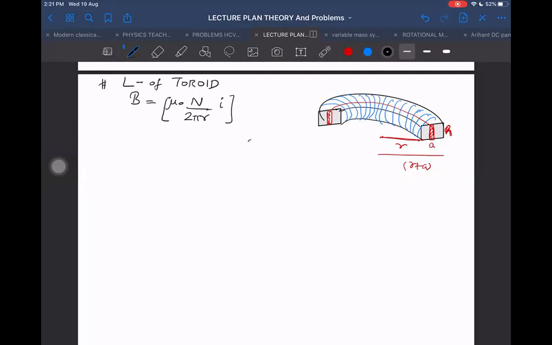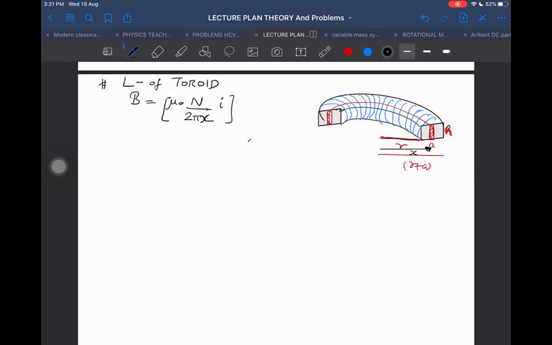Is it right? Where r is which radius here? R is a variable radius, or maybe let me write it as x, so that I can say that x is a variable radius, not r. R is the inner radius, r plus a is the outer radius, and x is the radius up to the element. This is the formula for the magnetic field.